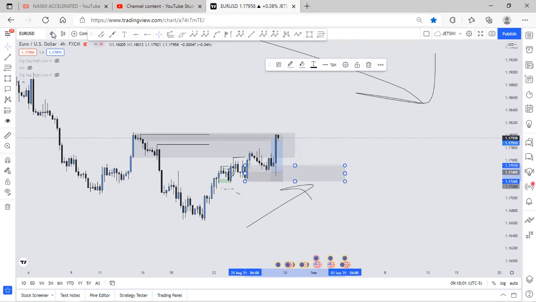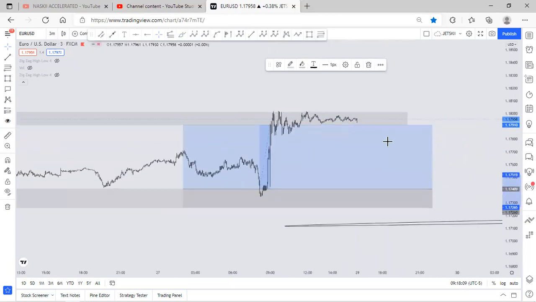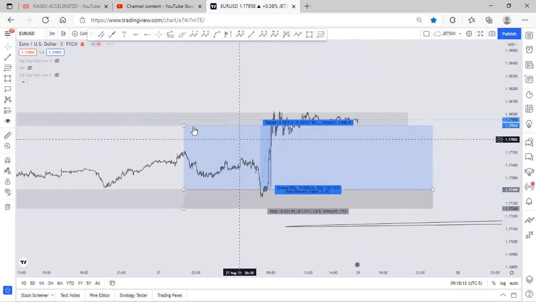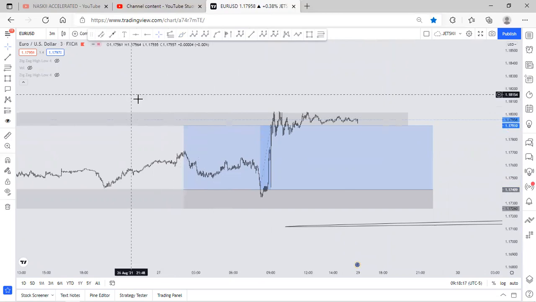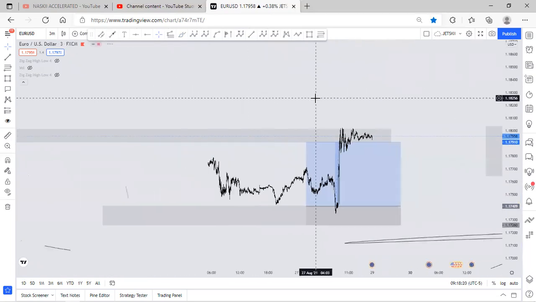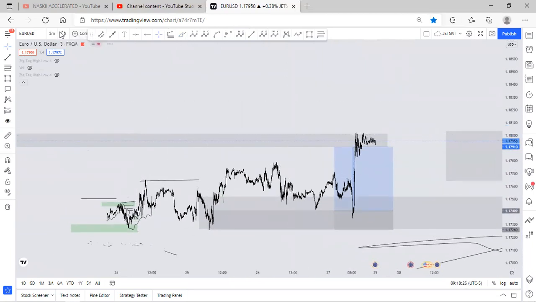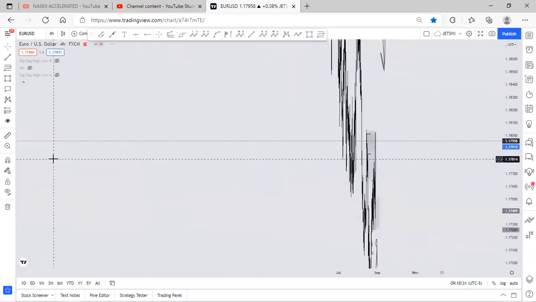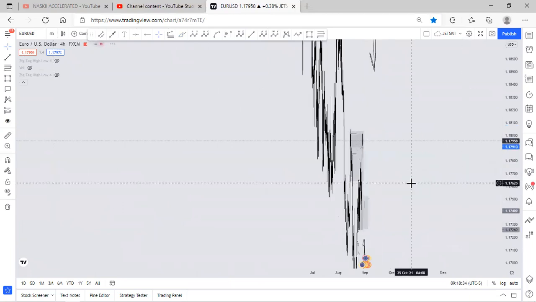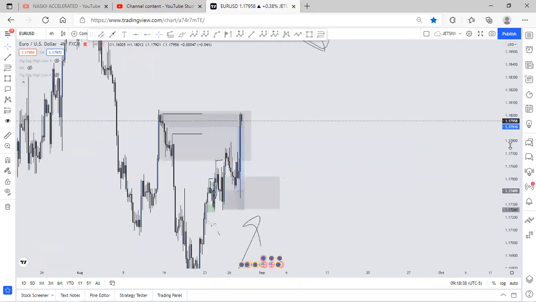And then what happened? I think I went to a smaller time frame. Yeah, I think price came, and then I was only targeting those highs. Where are these highs? Let me switch to a 4-hour. Okay, that was a simple trade, a simple demand zone trade.